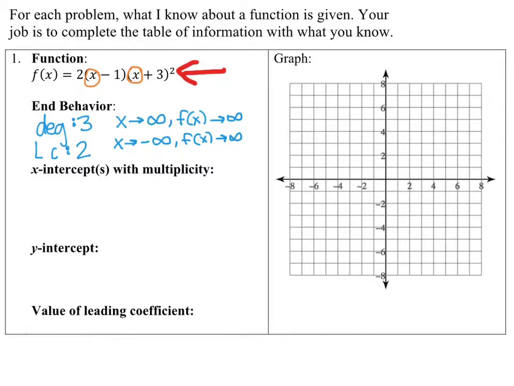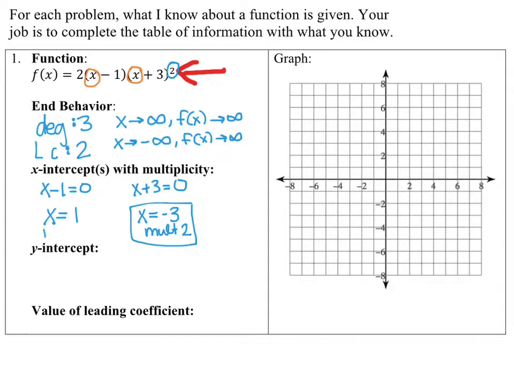For the x-intercepts, I am going to set each of the factors equal to 0. I'm going to go x minus 1, set that equal to 0, x plus 3, set that equal to 0. So my x-intercepts are at x equals 1 and x equals negative 3. But x equals negative 3 is going to have a multiplicity of 2 because of that square. And x equals 1 has a multiplicity of 1.